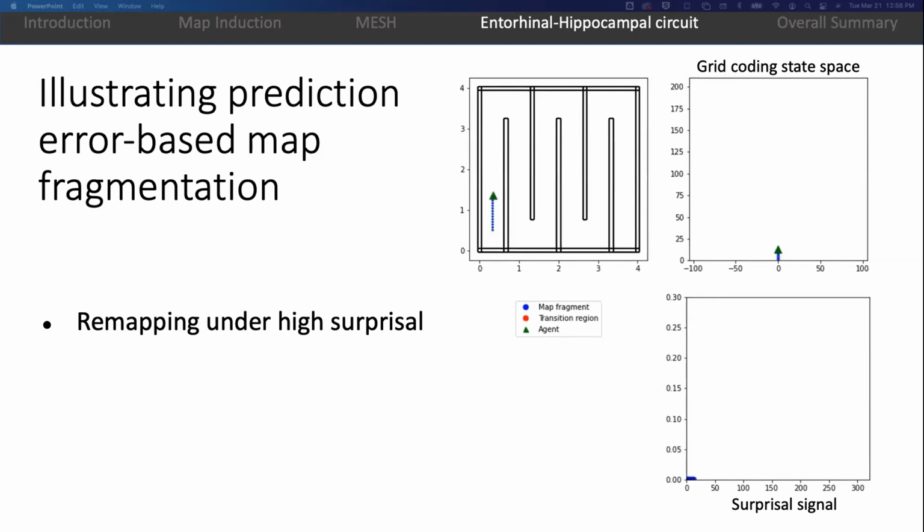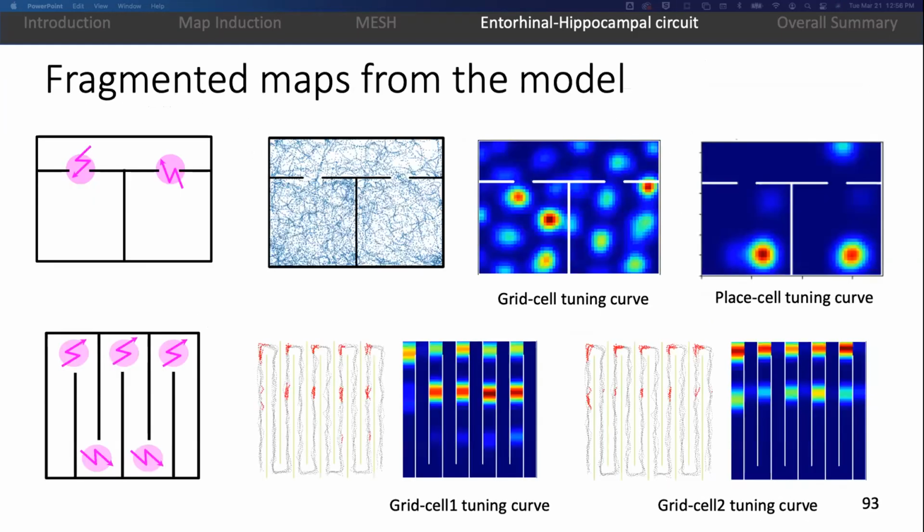I will skip this and I'll just show you the outputs from the model. So these are some of the outputs from the model, which are showing the fragmented grid maps, but also the place cell tuning curve. So both grid cell tuning curve and place cell tuning curve as predicted by the model. And also for the hairpin maze, I'm just showing 2 sample grid cells and their firing rates. And these are consistent with the experiments.